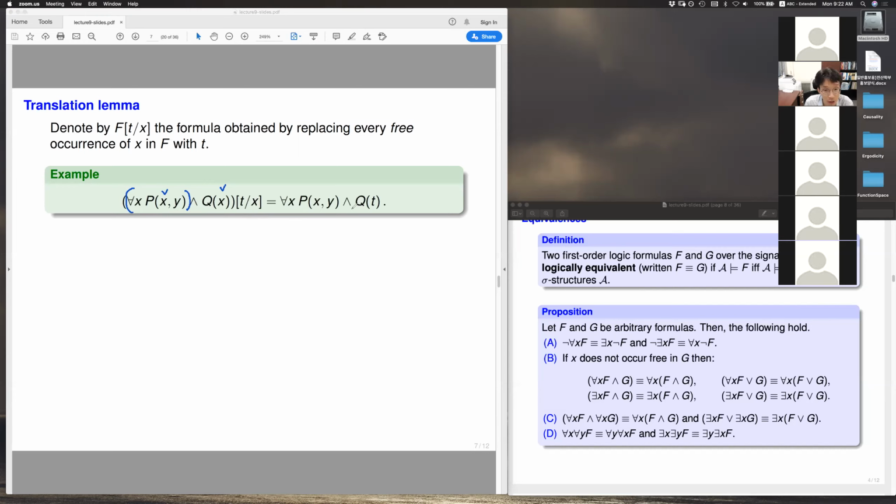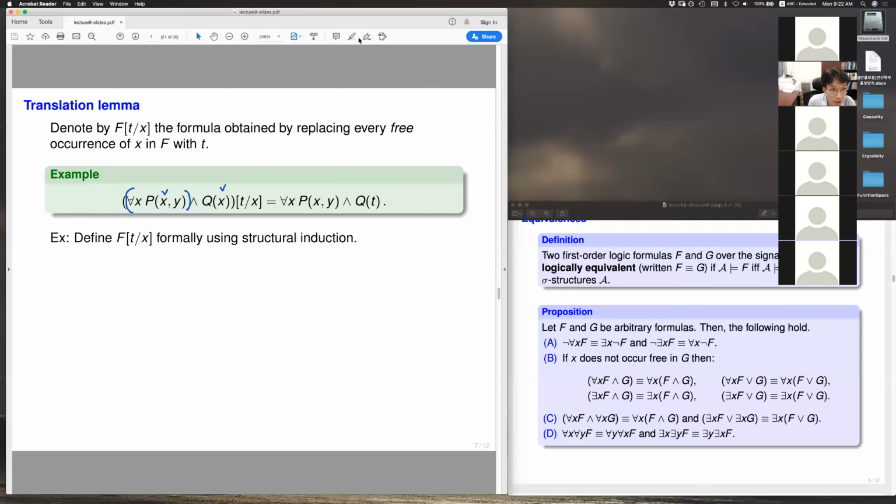So the outcome of substitution looks like this. Now here's another exercise I want you to do. I want you to define this substitution formally using structural induction. Okay, so I will give you 2 minutes to do this.